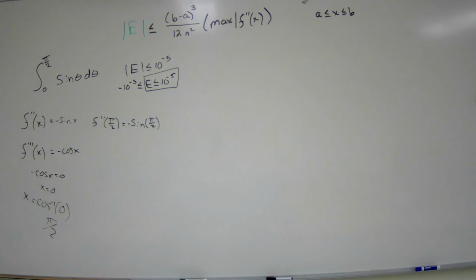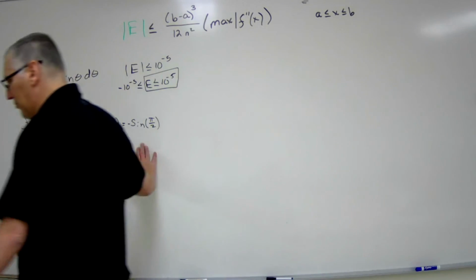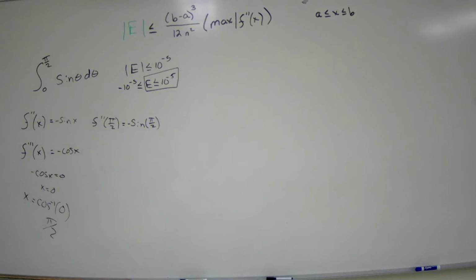Now, so what did you get here? What's sine of pi over 2? Sine of pi over 2. It's negative 1. Now, on my thing, I have the absolute value.